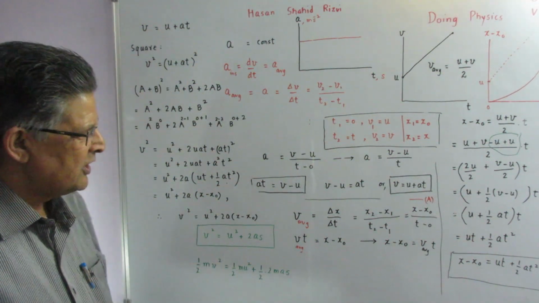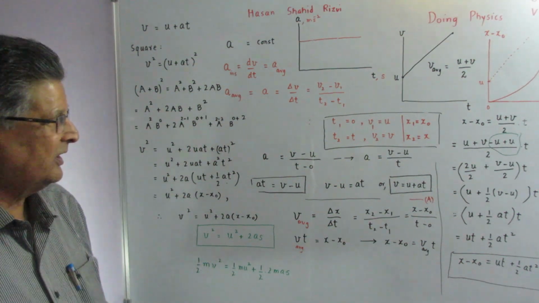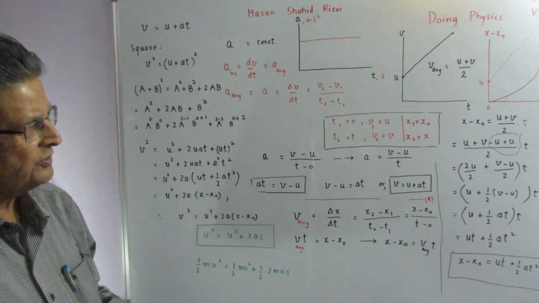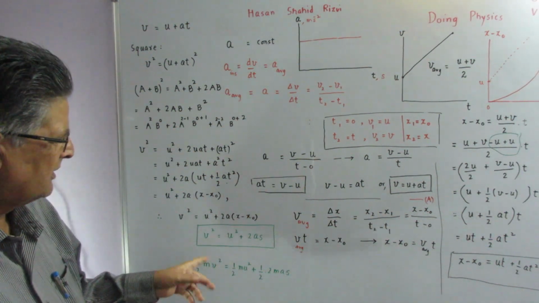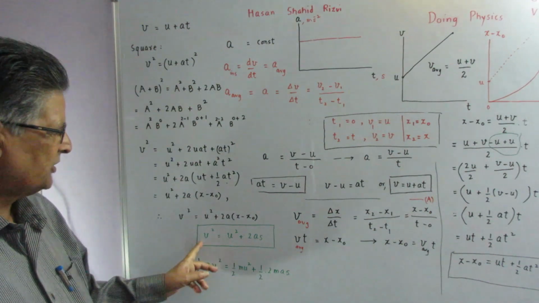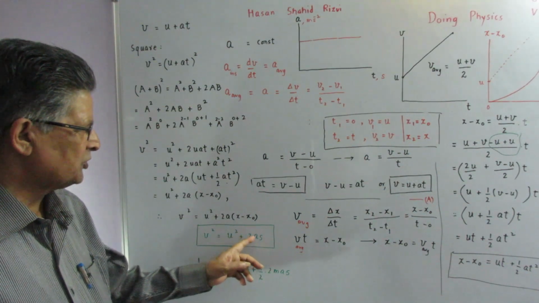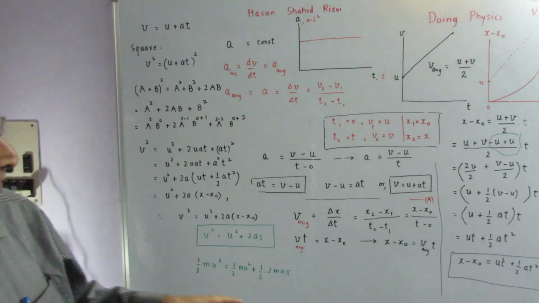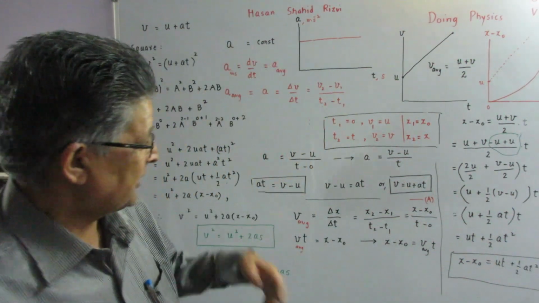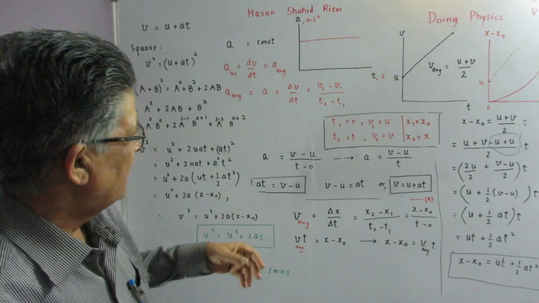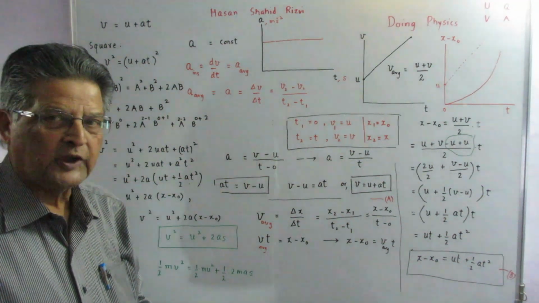Hope you have enjoyed a little bit, have now more confidence, and you know how these equations are obtained. This is the musical equation, v square is equal to u square plus 2as. This is the musical equation that I said, s is equal to ut plus half at square. And there is a lot of musing in that. And v is equal to u plus at.